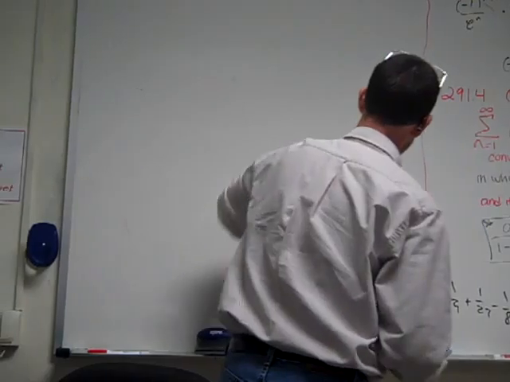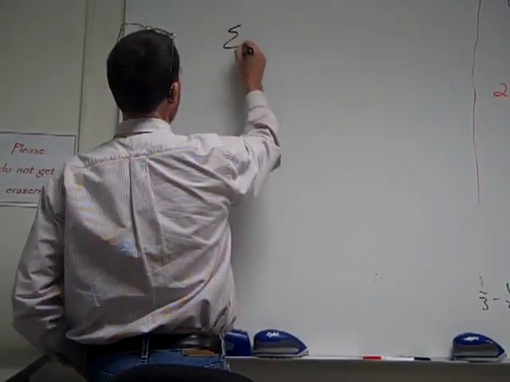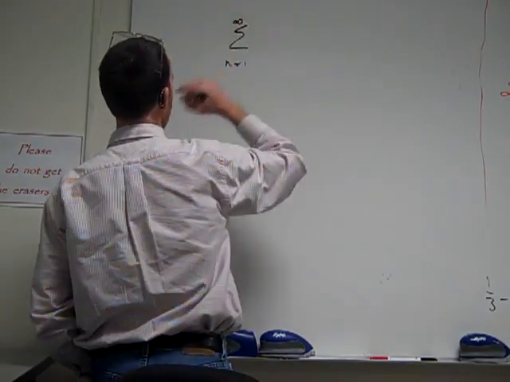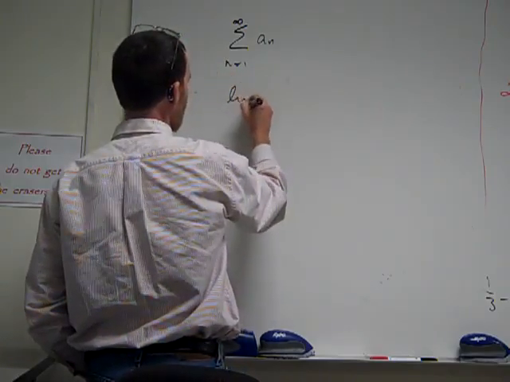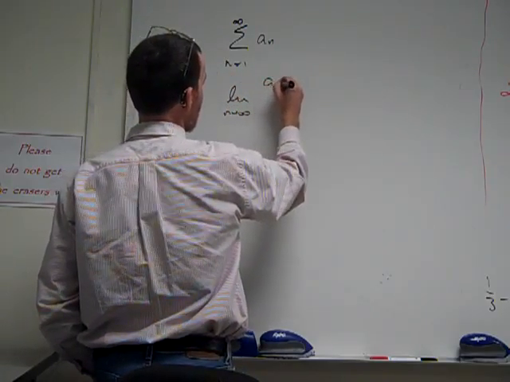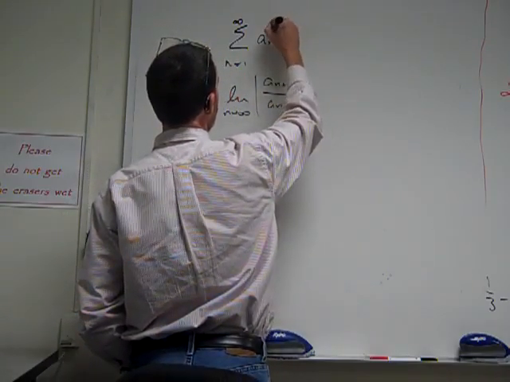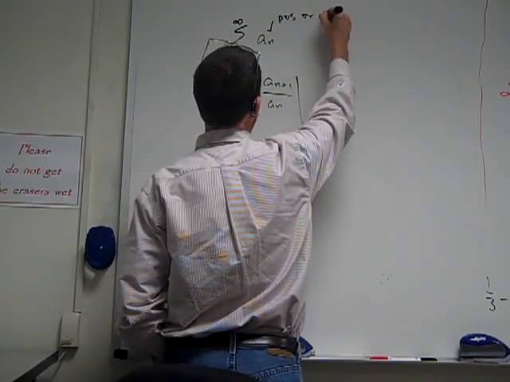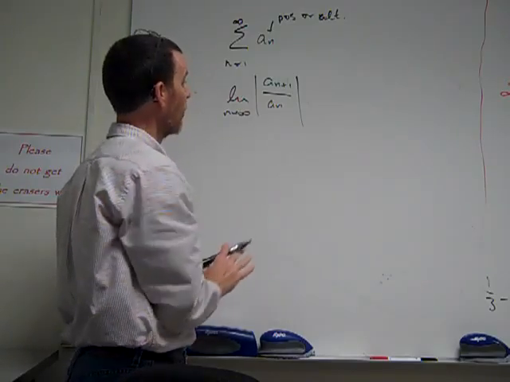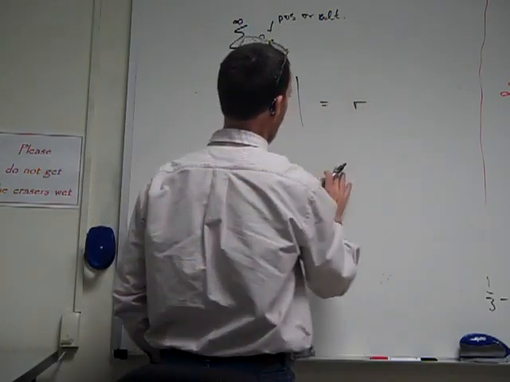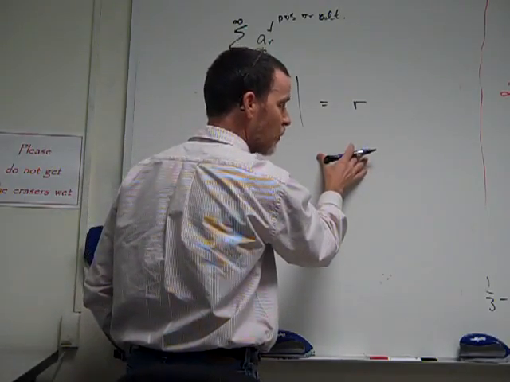So the ratio test. Let's write down what it does say. The ratio test says if you have the sum n equals 1 to infinity of a_n, and the limit as n goes to infinity of the n plus 1 term over the nth term, absolute value. Positive or alternating, right? Doesn't matter. That's the beauty of the ratio test, is it works for all of them. And you get a number r, then, and this is what happened yesterday, so my final statement was okay.